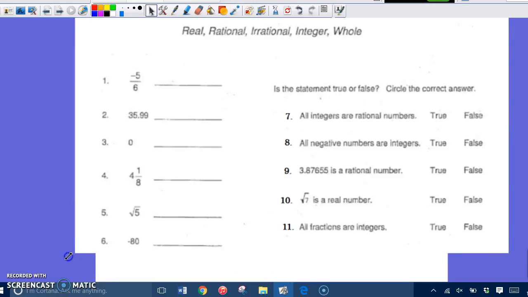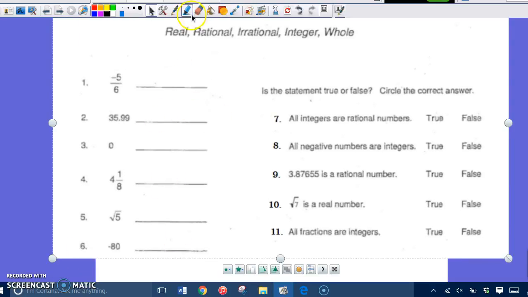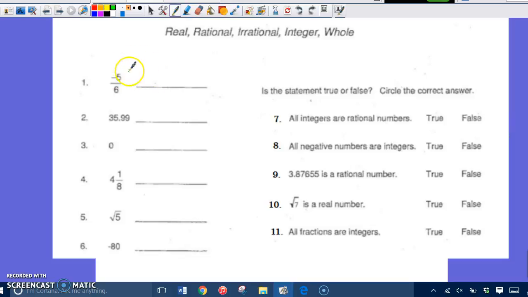Okay, so I'm going to determine on this side if it's a real, rational, irrational, integer, or a whole number. Okay, so I have -5 over 6. So remember, if you change this to a decimal, which I'm asking you to do, 6 will go into 50 how many times?